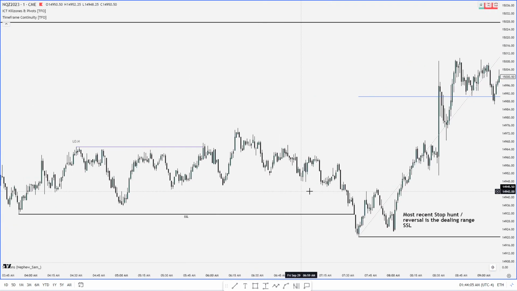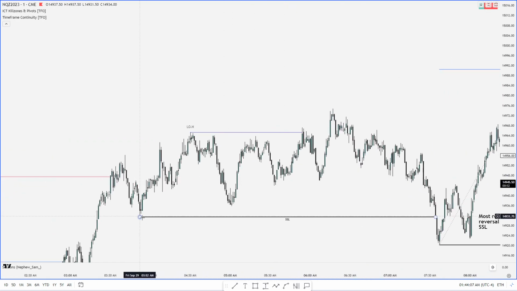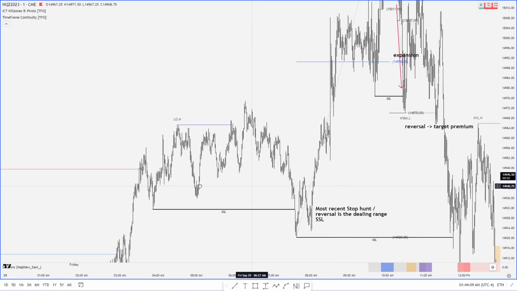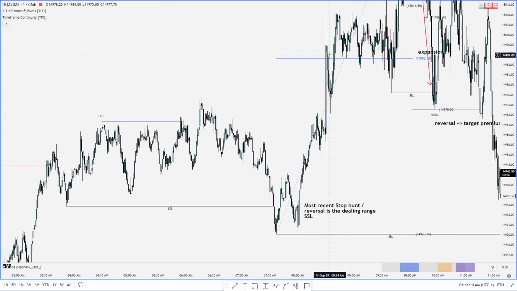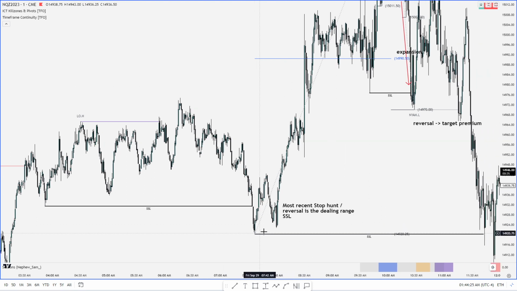So you have sell side liquidity, buy side liquidity. You could even look at this as a higher time frame consolidation, right? But sell side liquidity swept out here. Expansion. That's your most recent stop on reversal point.